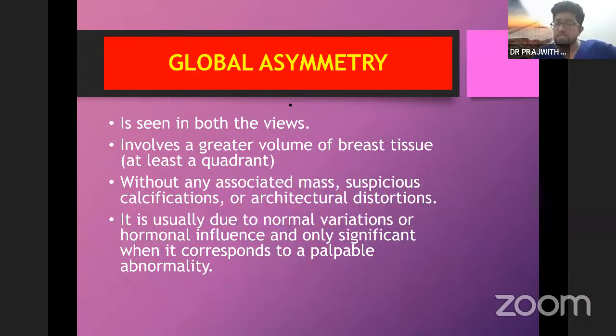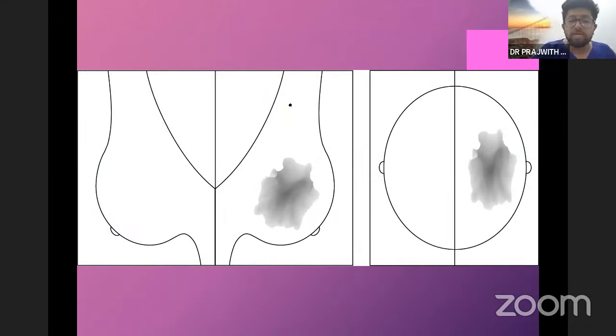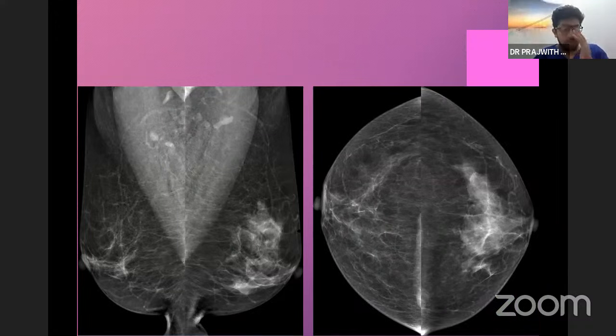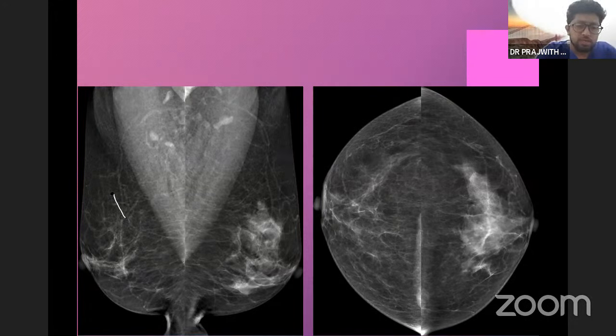First one we discussed is asymmetry. Next one we discussed is global asymmetry. The volume involved here is more than one quadrant of the breast, and it is seen in both the views, but it does not have a proper convex border. It has more of a concave outer border. So that's when we consider it a global asymmetry. Whenever we give this, we always compare it with the opposite breast. So this is the right breast.